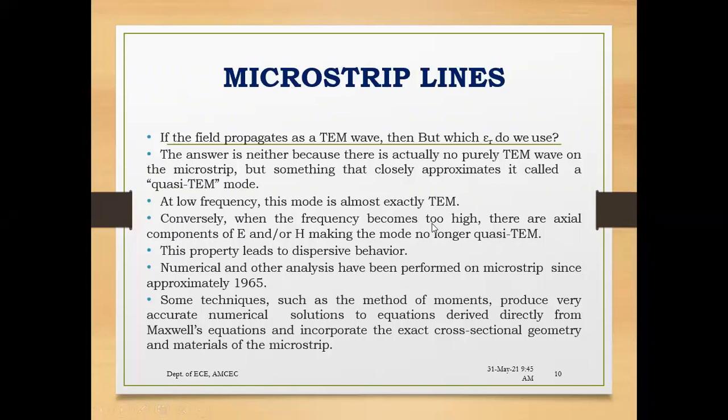When frequency becomes too high, there are axial components of E and H, making the mode no longer the quasi-TEM mode. This property is called dispersive behavior.